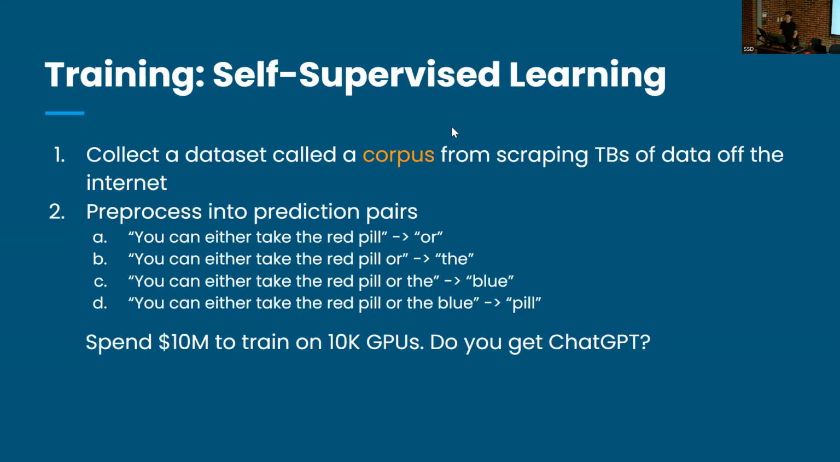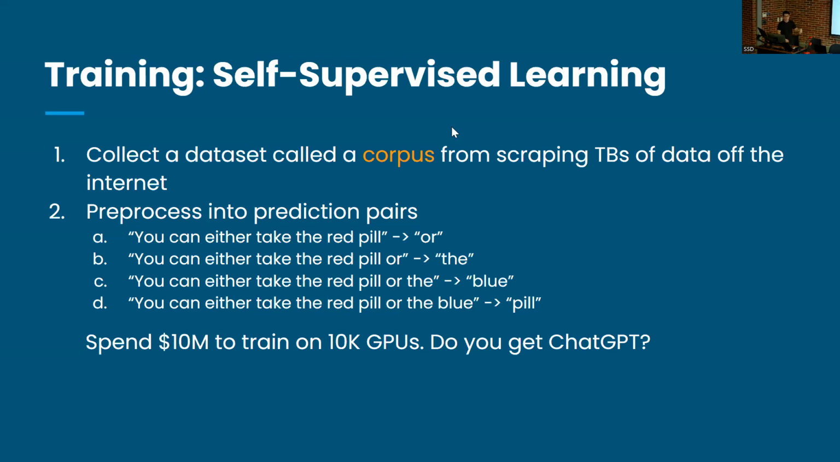The bulk of training is through the first stage, self-supervised learning. The idea is that you collect a data set of a gigantic size that you call a corpus. You essentially scrape terabytes, or in OpenAI's case, like a petabyte of data from the internet. And what you do is you pre-process this data into prediction pairs. For example, you can take "either the red pill" as the input, and then "or" is the output.